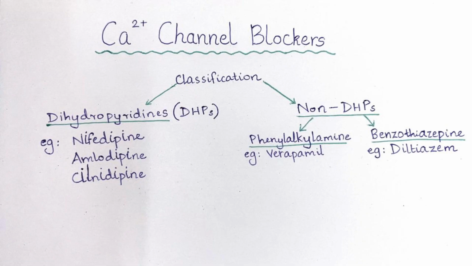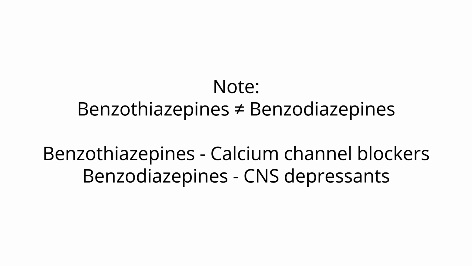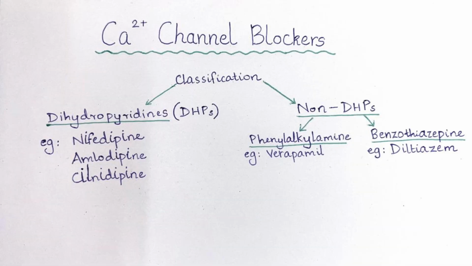Coming to the classification, calcium channel blockers can be broadly classified into two categories: dihydropyridines or DHPs and non-dihydropyridines. Dihydropyridines include drugs like nifedipine, amlodipine and cilnidipine, and non-DHPs can be further classified into two types: phenylalkylamines and benzothiazepines. An example of phenylalkylamine is verapamil, and an example of benzothiazepine is diltiazem.